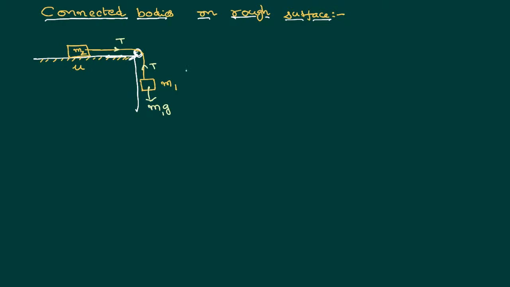If the system is moving in the downward direction, suppose m1 is moving downward, that will try to pull the body m2 from left to right. As the motion of the body on the surface is from left to right, frictional force comes into the picture, which acts against the motion. Frictional force equals mu times the normal reaction, where in this case the normal reaction is equal to the weight of the second body itself.